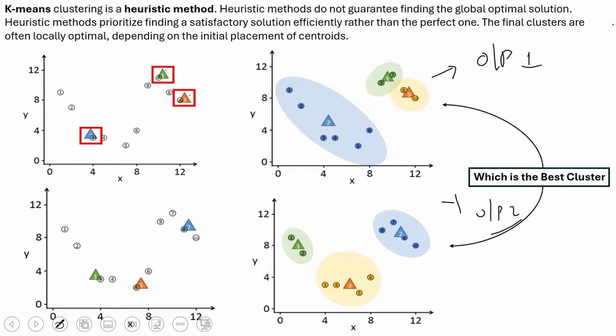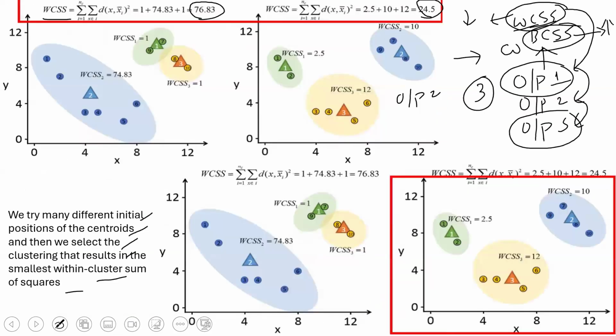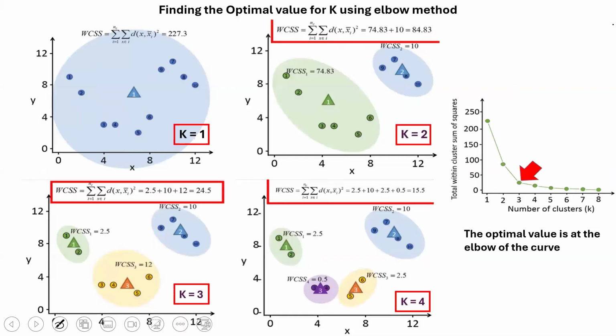Instead of doing one iteration, you repeat the iteration for different initial centroids and calculate the within cluster sum of squared errors or between cluster sum of squared errors for all the outputs and choose the output that has minimal within cluster sum of squared errors or maximum between cluster sum of squared errors. So this is all about the k-means clustering algorithm.